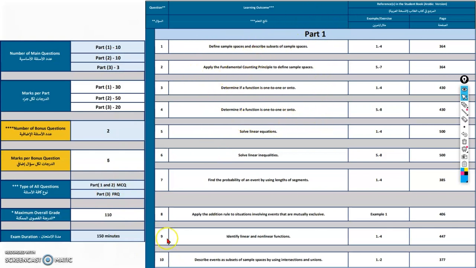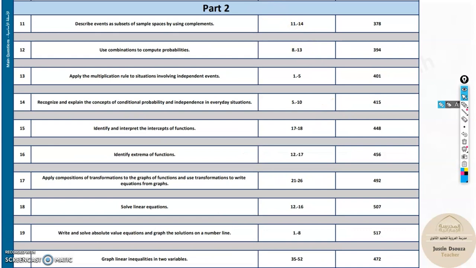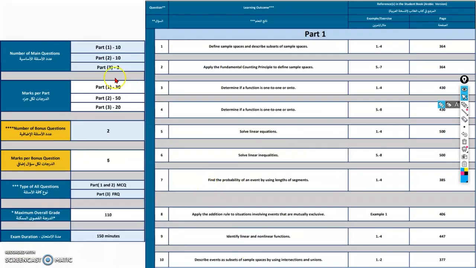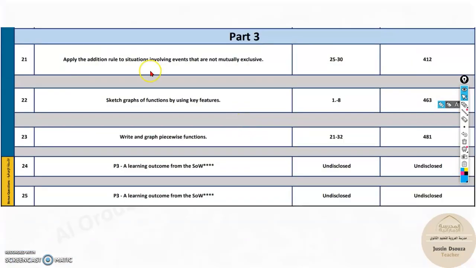Part 1 has 10 questions, and each question carries only 3 marks. They are supposed to be simpler and easier questions, whereas part 2 will carry 5 marks each. And the last part 3 is writing. There are 3 known questions for writing, and they will carry about 6 to 8 marks. And these 2 bonus questions over here will be 5 marks each, and they can be anything that was taught throughout the term in your regular classes.